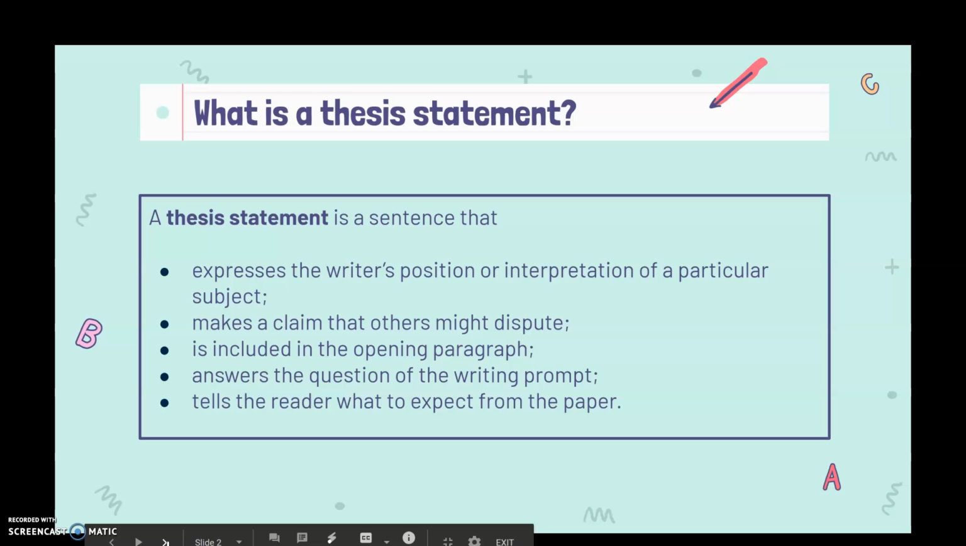First of all, what is a thesis statement? Well, we've got several ideas right here. A thesis statement is a sentence, and in this sentence you're going to express your position, your belief, or interpretation of a particular subject. You're going to make a claim that somebody else might dispute. They might not agree with you, but it's your claim. The thesis statement can be found in the opening paragraph, so it goes in the introduction, and more specifically, it is one sentence, the very last sentence of that introduction. So a thesis statement is one sentence, and it's the very last sentence of your introduction.